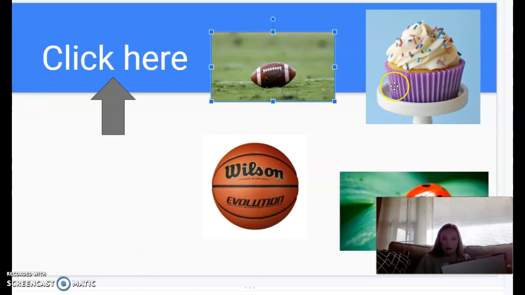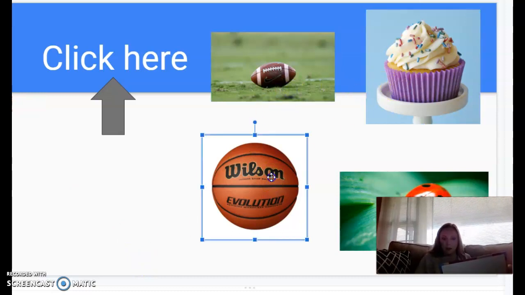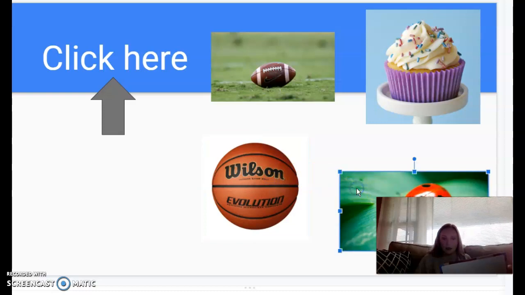We have football, cupcake, basketball, and ladybug. And you're going to use your pencil and paper at home to write these words on your paper. And then you are going to underline the parts that you see, the two smaller parts of that word that you see. We're going to do an example together, but I'm going to do one that's not on the screen.